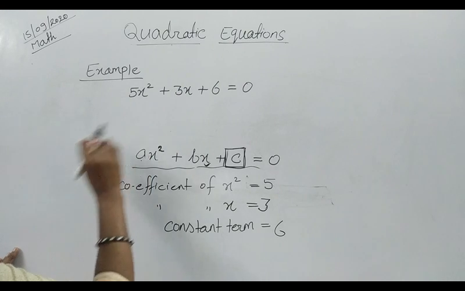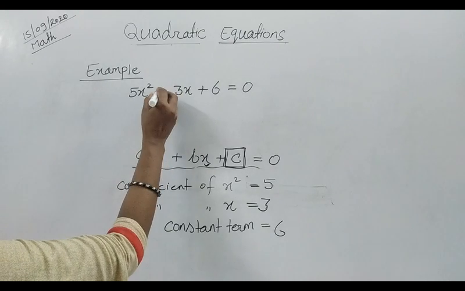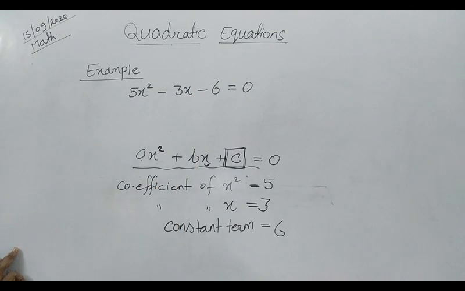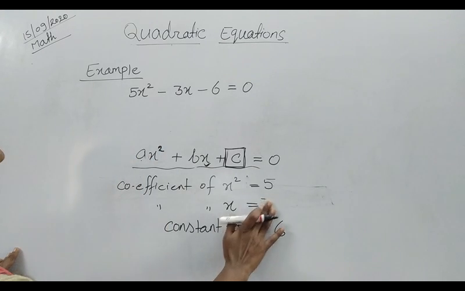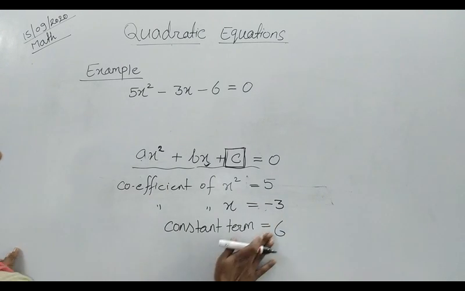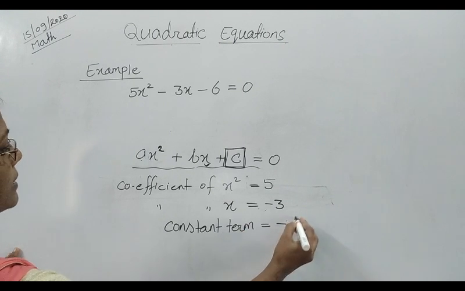Suppose that we want to change the sign. Here we want to put -3, and here we want to put a minus sign before 6. Then the coefficient of x can be written as -3, and the constant term can be written as -6.